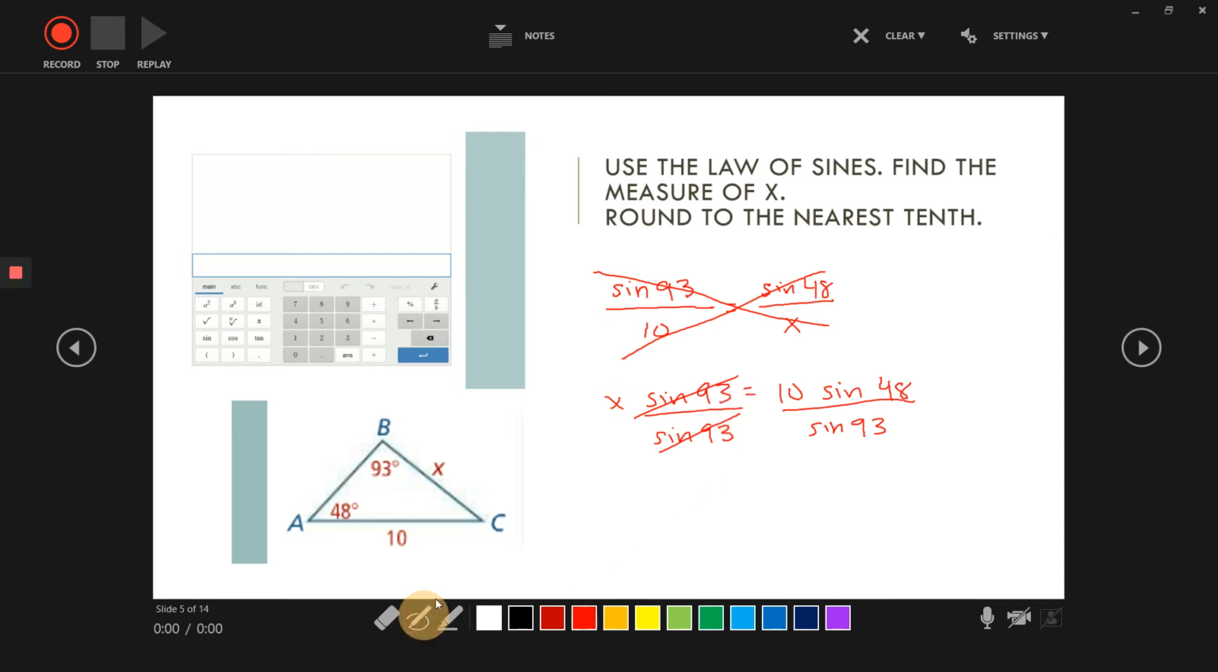So now what we have to do is type this into a calculator. Let's try that. Look at this calculator over here, and I'm going to type it in. So 10 sine 48, and we'll close our parentheses, divided by sine of 93. All right, and there's our value right there. Also, it's important to make sure you're in degrees mode for all of this, because these are in degrees. So x equals 7.4, rounding to the nearest tenth.